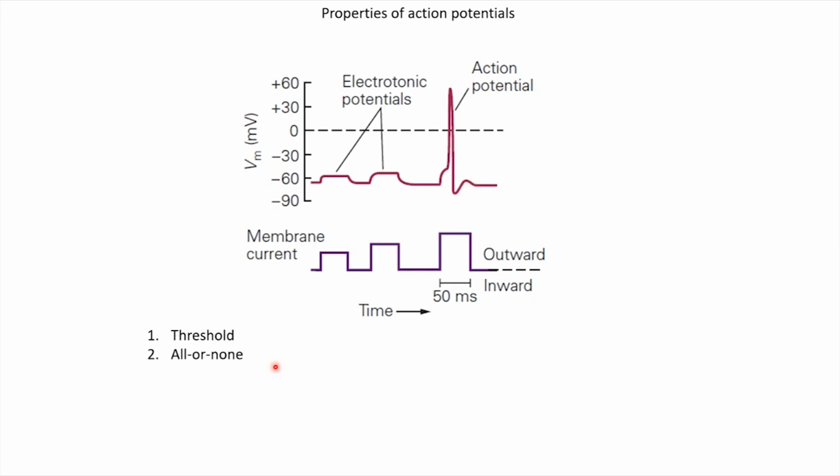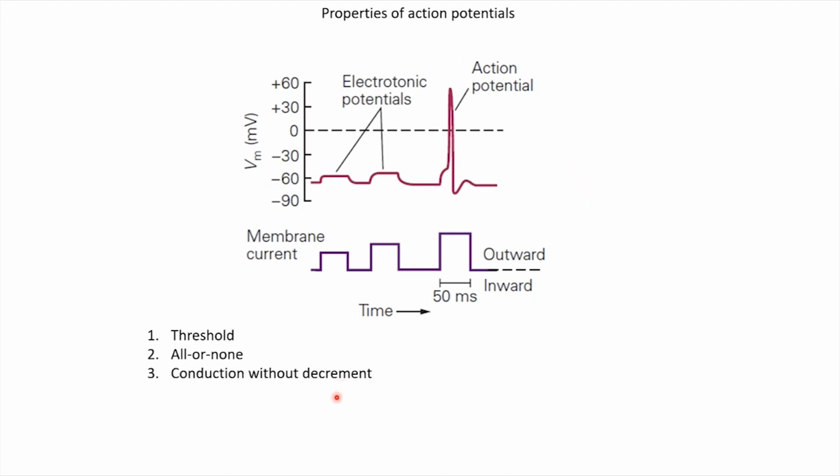The second property is that action potentials are all or none events, which means that the size of the action potential does not depend on the size of the input. Once the input crosses a threshold, a full-sized action potential is generated. It doesn't matter whether the input was larger or smaller. The size of the action potential is more or less constant. So we do not see half action potentials, for example, or we do not see double the size of action potentials if we give double the input.